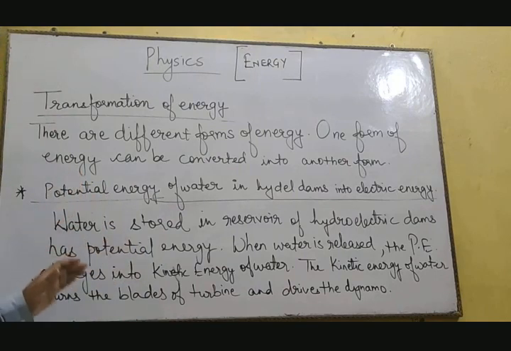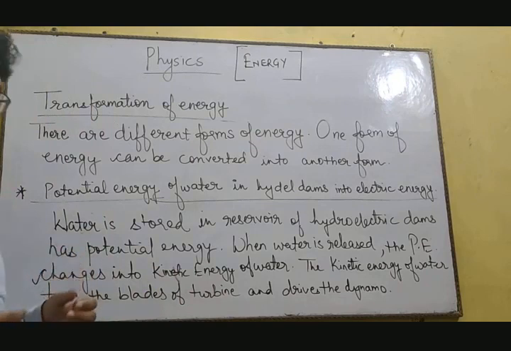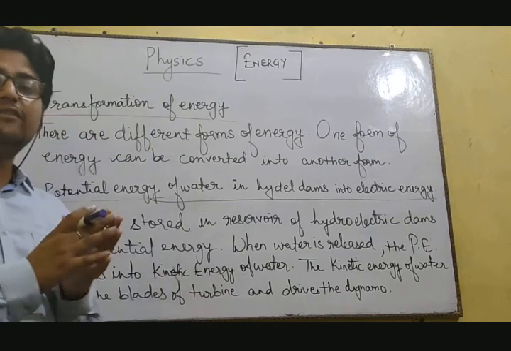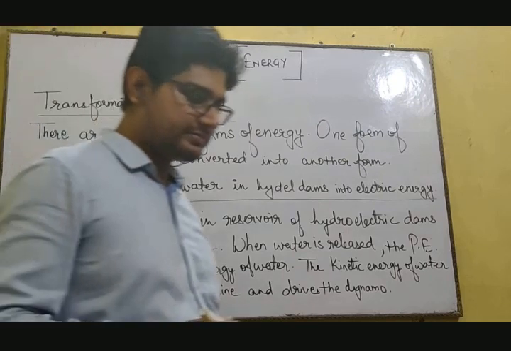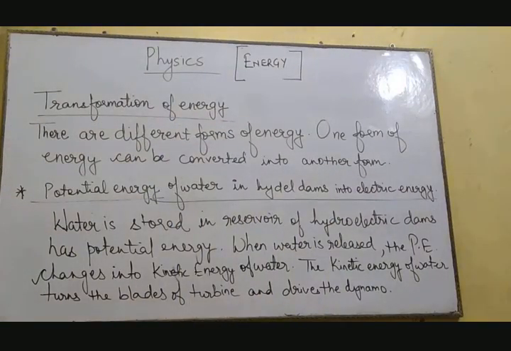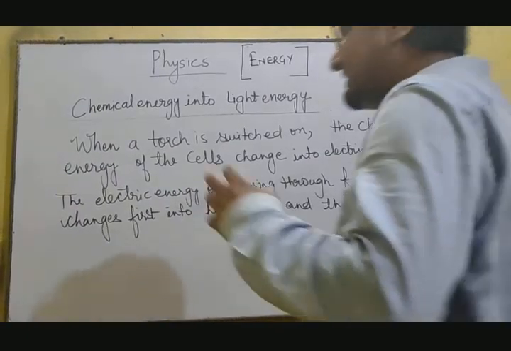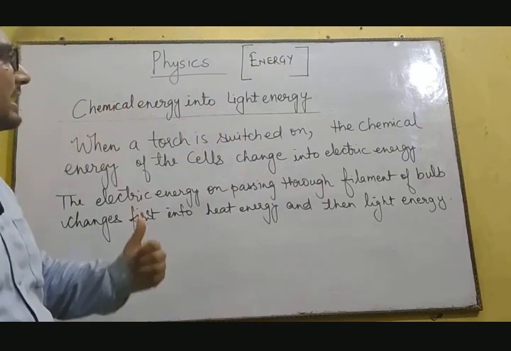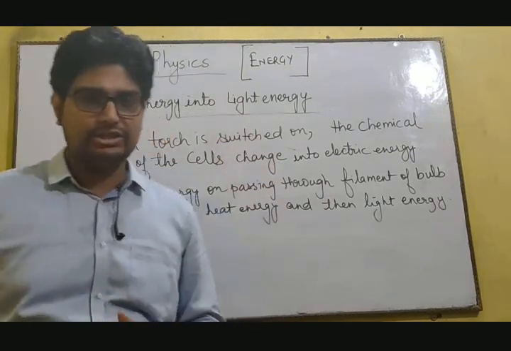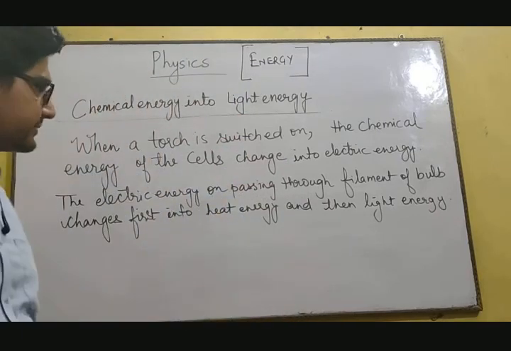Okay, so this is the example which you have to study, and you have to take more examples like this, where one form of energy gets converted into another form of energy. There is one more example of transformation of energy, that is, chemical energy gets converted into light energy. So this basic example you can see in a torch.